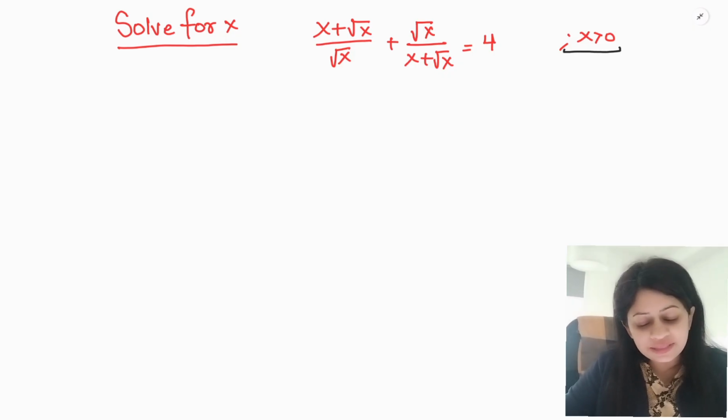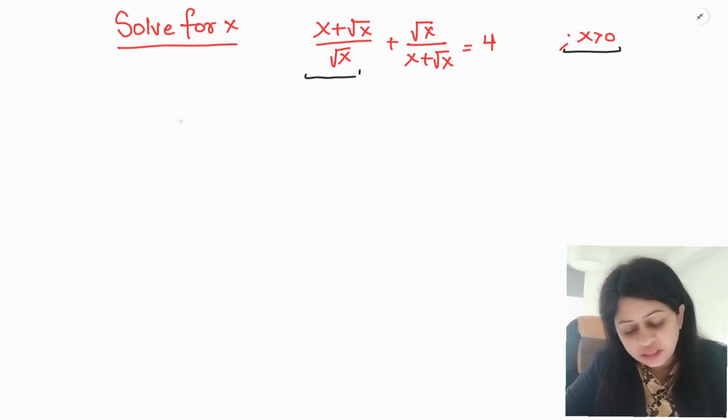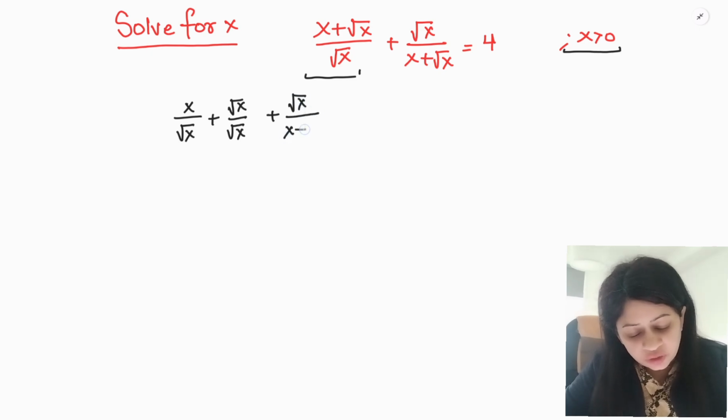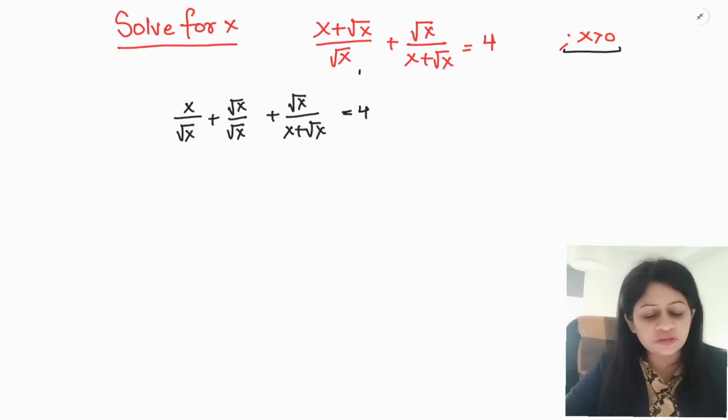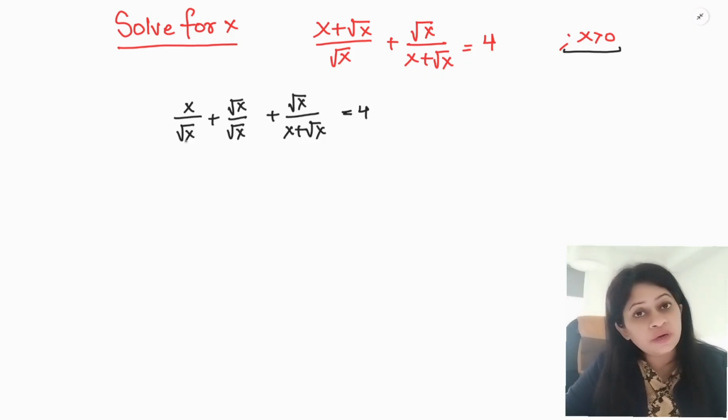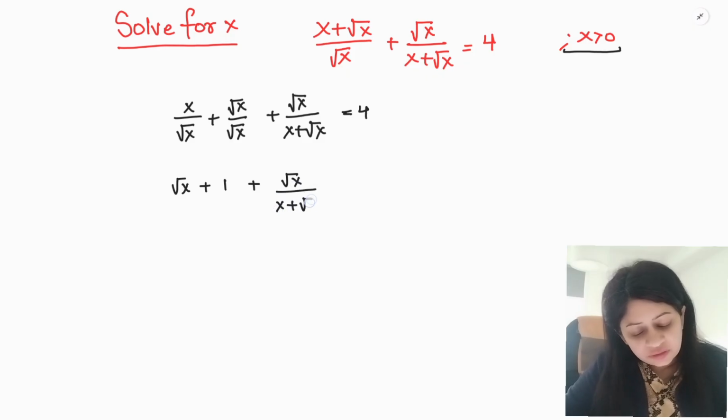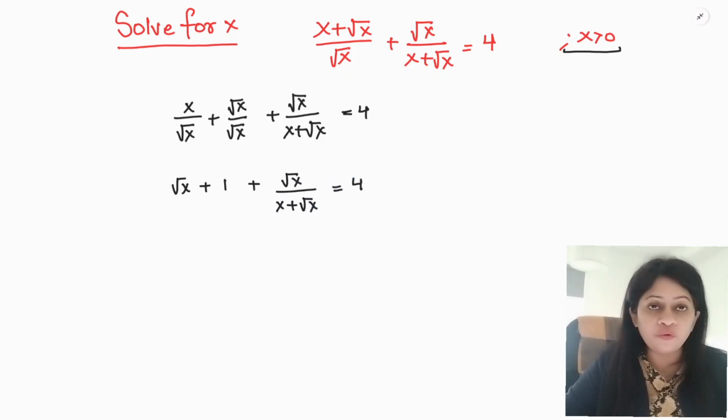First of all, we can see this term. If I split it, I can write x by root x plus root x by x, plus root x by x plus root x as it is. The rest of the terms stay as they are, we just split this first term. Now we are left with x by root x, which is root x, plus root x by root x which is 1, plus root x by x plus root x is equal to 4, right?